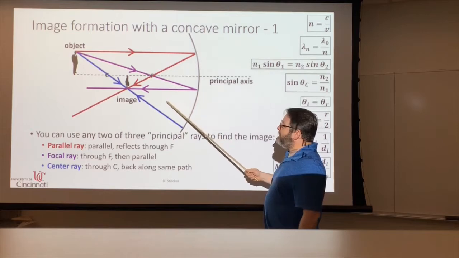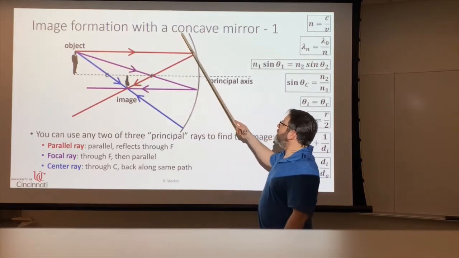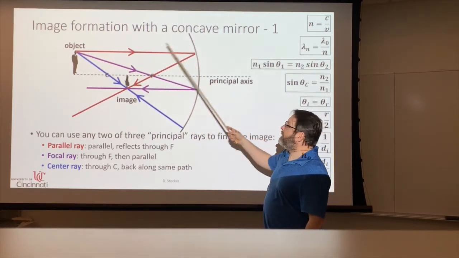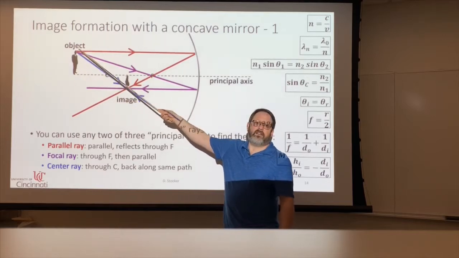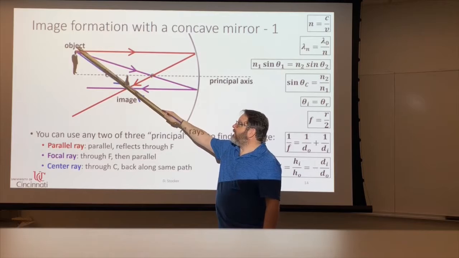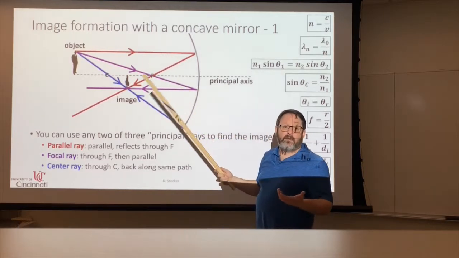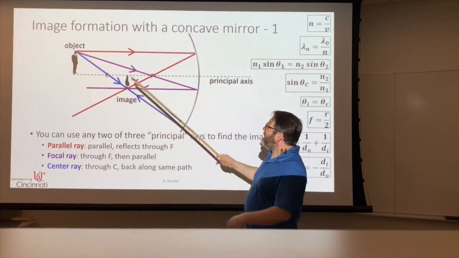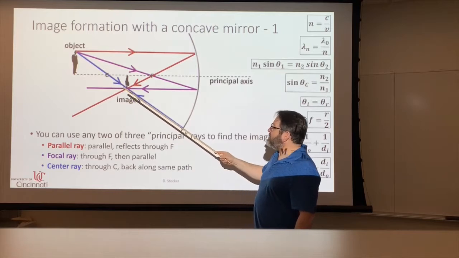So the idea is, we've got a concave mirror here, and I put some object out here in front of the concave mirror. When I put the object here, it will form an image somewhere. And we have to figure out where that image is going to be.